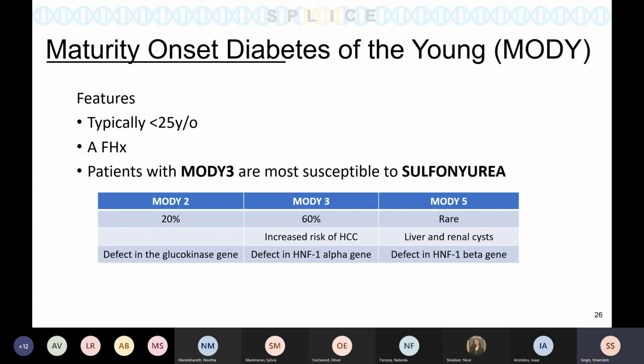Great. A quick word on maturity onset diabetes of the young. It comes up in PassMed a lot, or QuesMed, and everyone freaks out about it, like, "Oh my God, what is MODY?" Typically less than 25 years old. There's normally a family history of this condition, said in the STEM. And then the classic thing that you just need to remember is MODY3, most susceptible to sulfonylurea. And there's a bit in that table as well, but honestly, don't worry about it too much. Next slide.